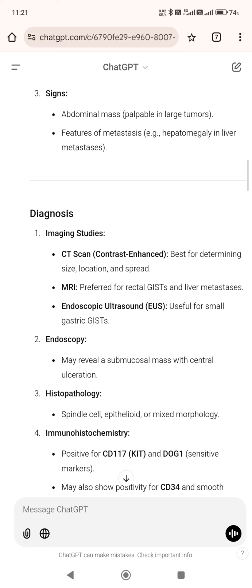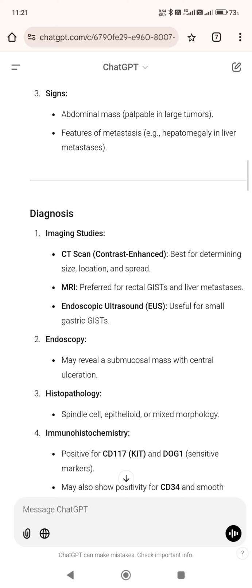Diagnosis. 1. Imaging studies. CT scan, contrast enhanced, is best for determining size, location, and spread. MRI is preferred for rectal GISTs and liver metastases. Endoscopic ultrasound, EUS, is useful for small gastric GISTs. 2. Endoscopy may reveal a submucosal mass with central ulceration.